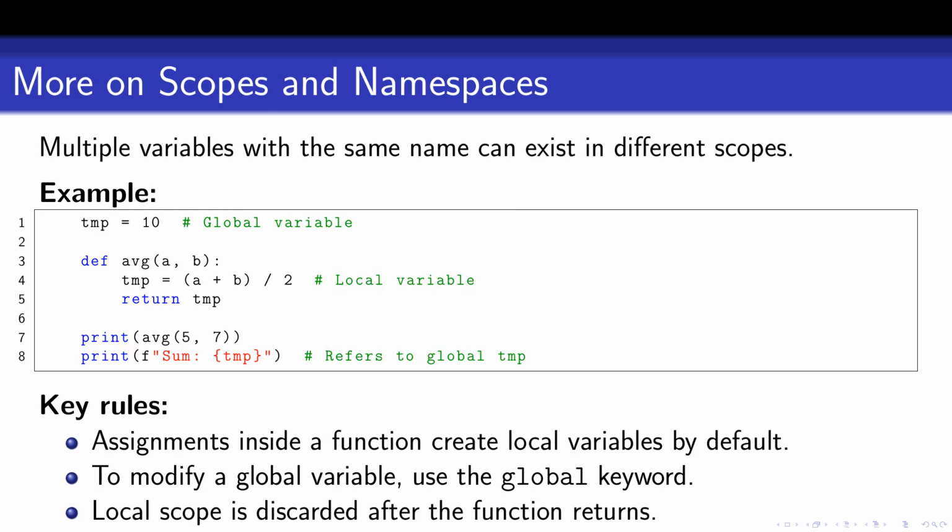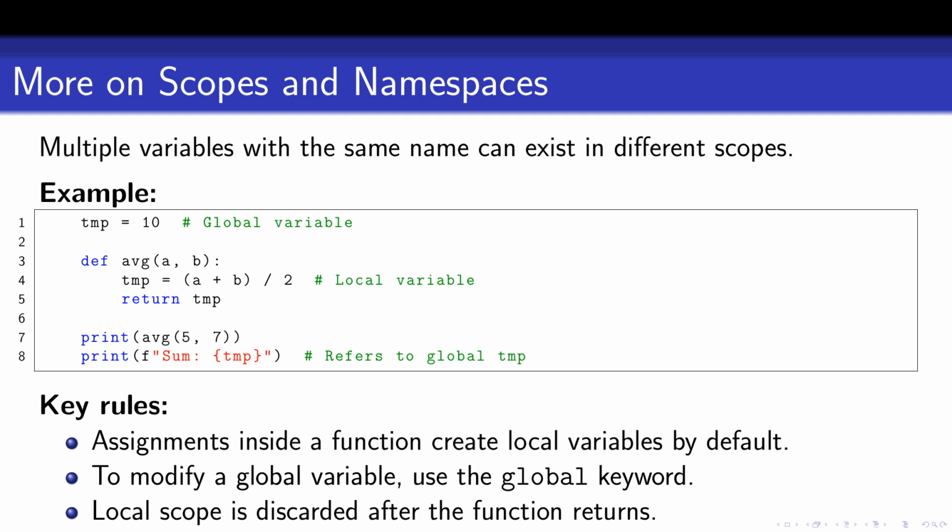Multiple variables with the same name can exist in different scopes without interfering with each other. In the example, there's a global variable called tmp, and a separate local variable also named tmp inside the avg function. When avg is called, Python uses the local tmp for its calculations, and after the function finishes, the global tmp remains unchanged. This is possible because each scope, local, global, and built-in, maintains its own namespace.